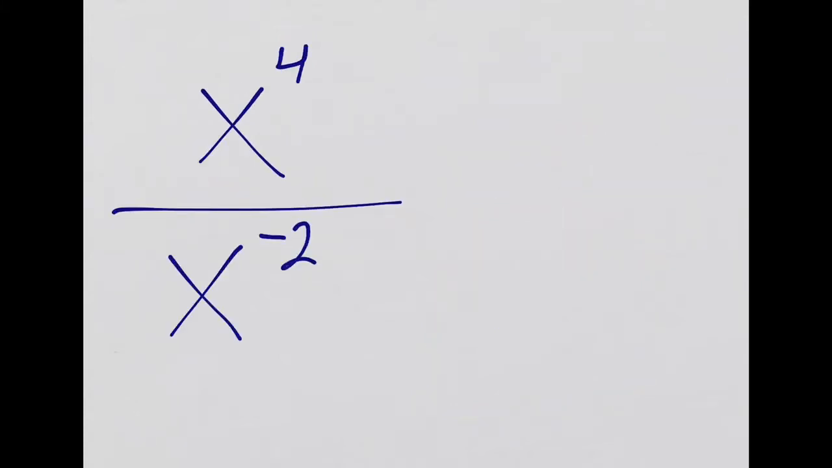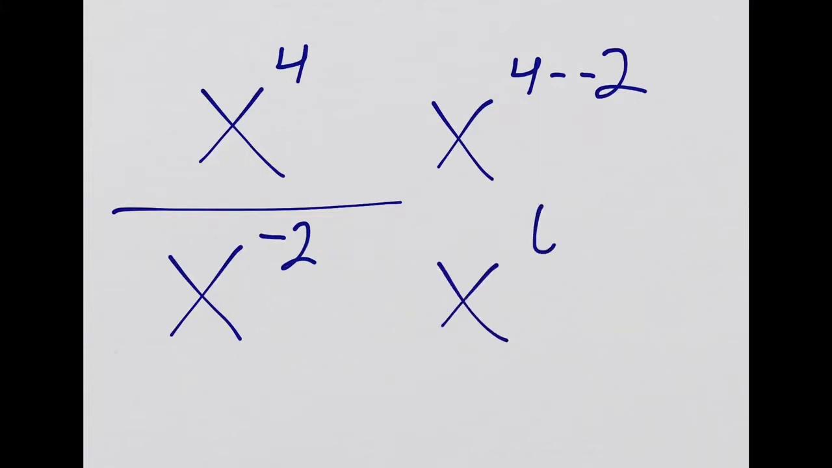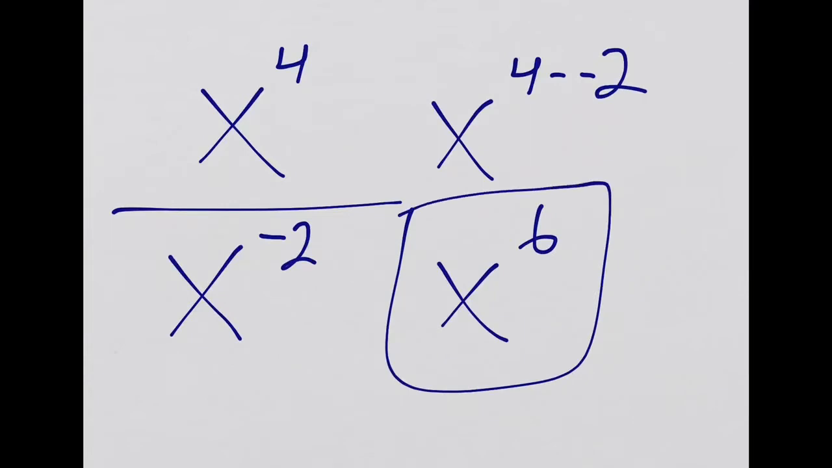Another way to represent division is vertically, like this, via a fraction. The property works the same. This becomes x to the fourth minus a negative 2. Notice when we are dividing by negative exponents, it's almost as if we are adding. This becomes 4 plus 2. So our new exponent is x to the sixth.